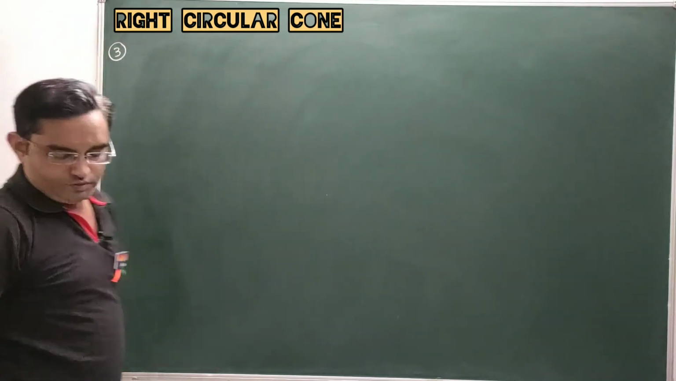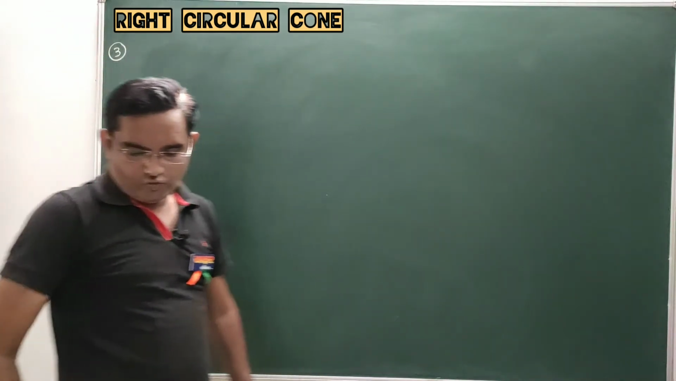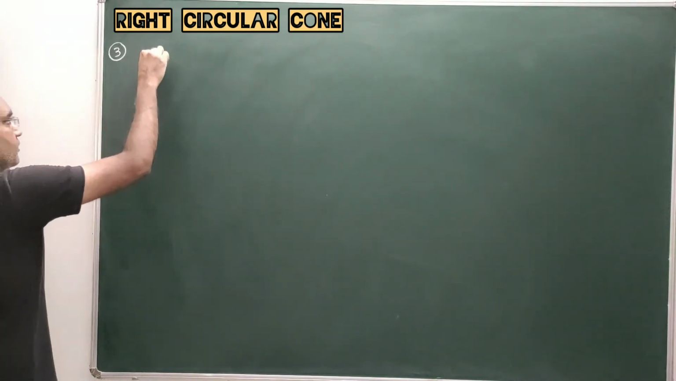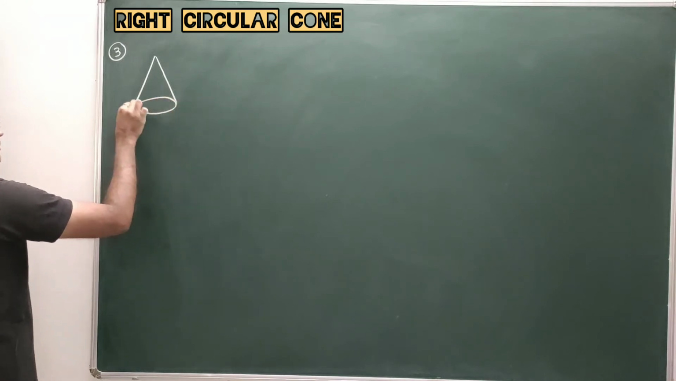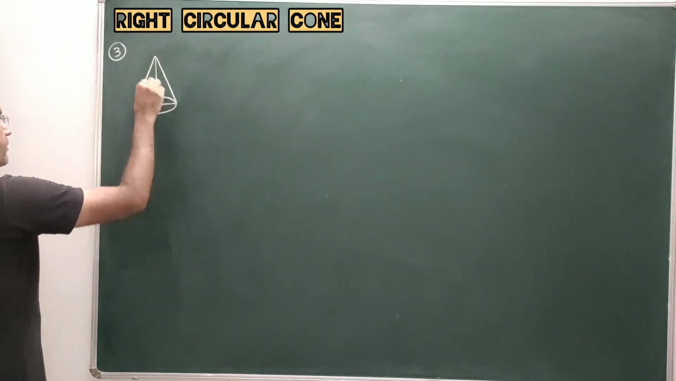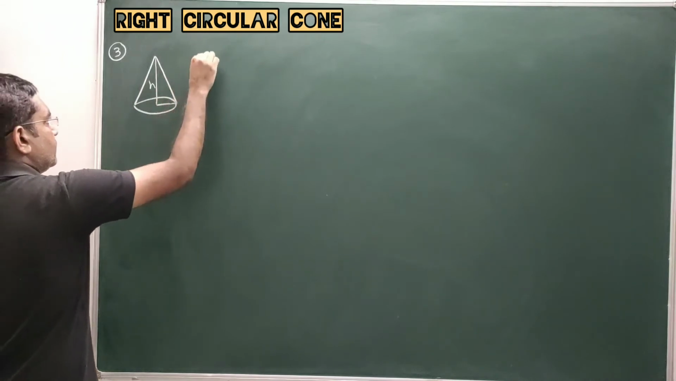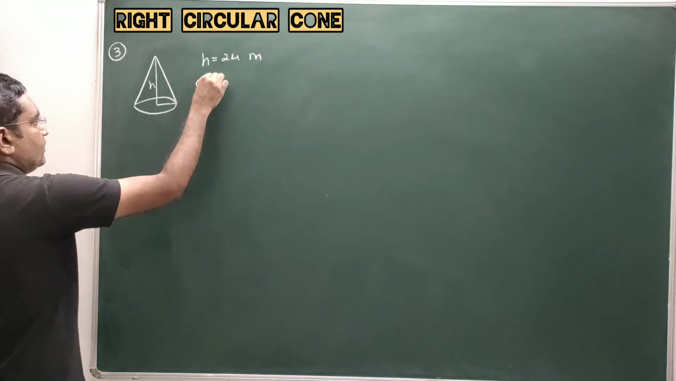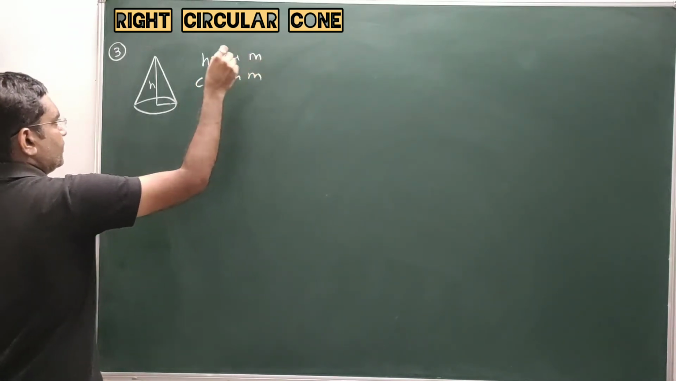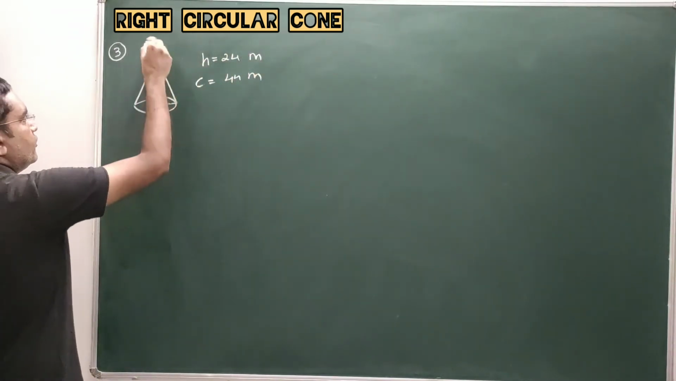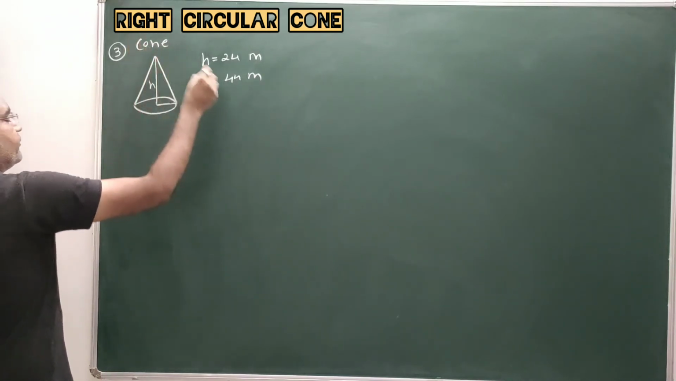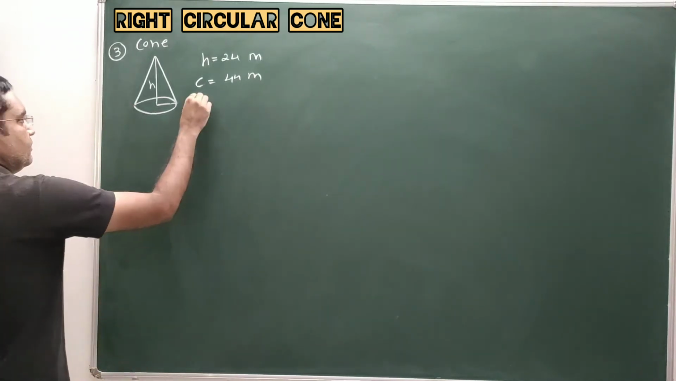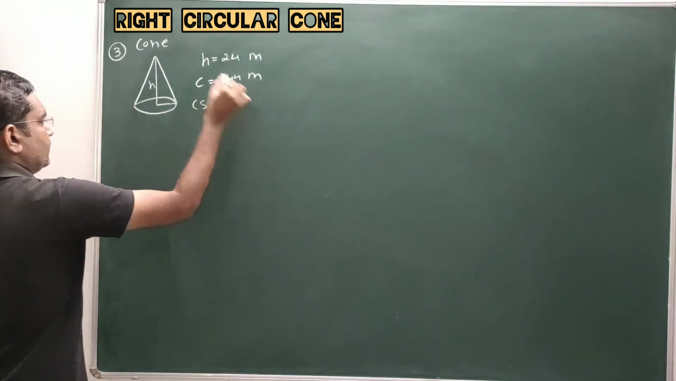Question number 3. Here, the circumference of the base of a 24 meter high wooden cone is 44 meter. So a wooden cone is given, whose height is 24 meter, and the circumference of the base is 44 meter. For this wooden cone, we have to find the curved surface area.